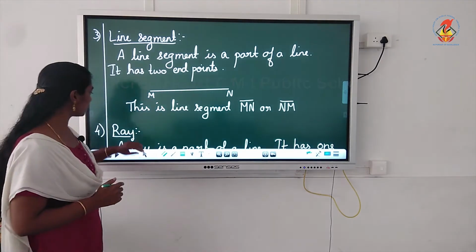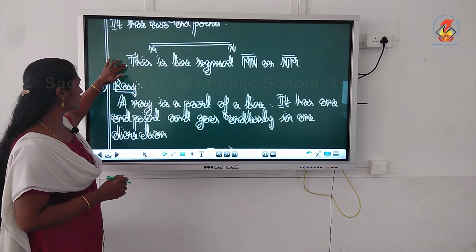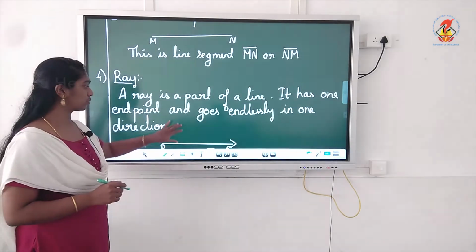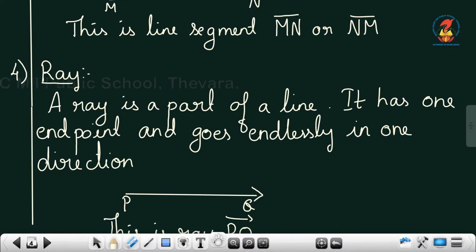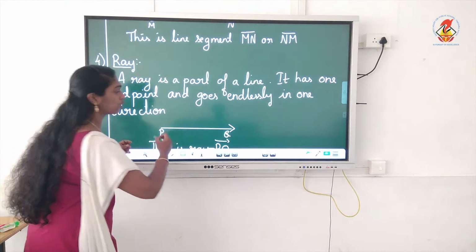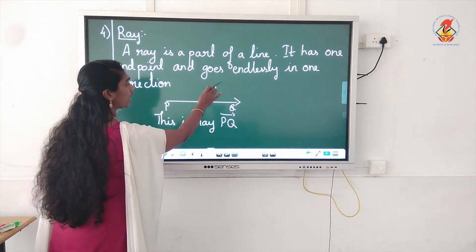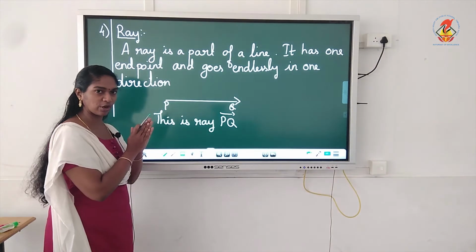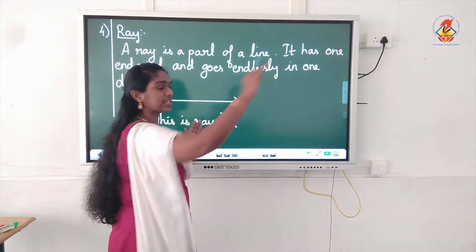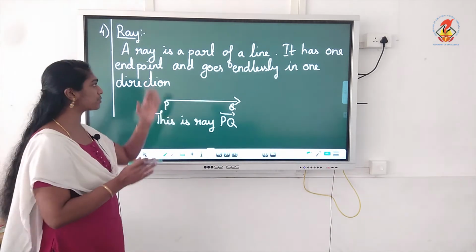Now, coming to the fourth one, that is a ray. What is a ray? A ray is also a part of a line. But what is the difference? It has one end point and goes endlessly in one direction. See, it has one end point. The starting point is there and it goes endlessly in the other direction. That is what is meant by ray.